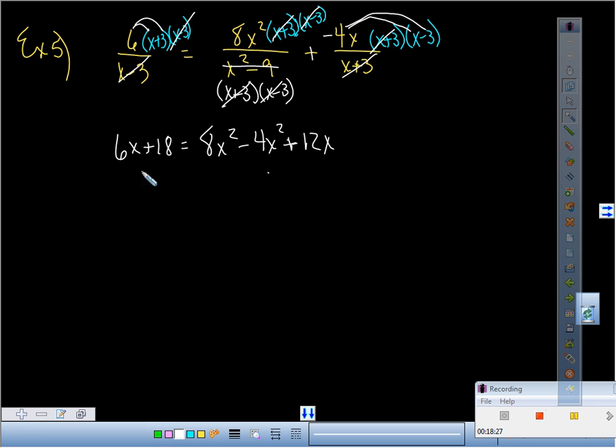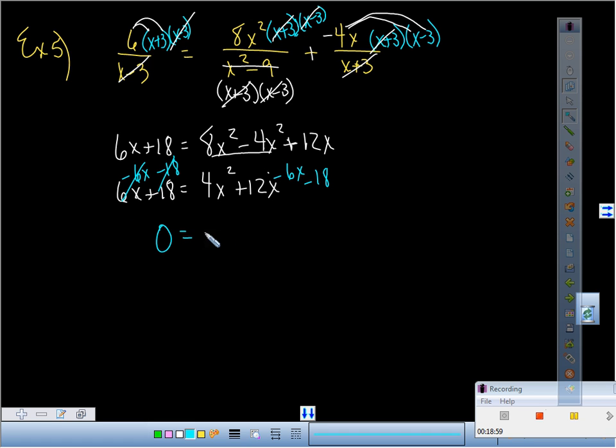Any like terms on the left? Any like terms on the right? Yes. What are they? 8x squared and negative 4x squared. What is 8x squared minus 4x squared? 4x squared. Now what's my goal? What am I supposed to be doing? Get all of it on one side. Yeah, because I'm trying to set it equal to 0, right? So I'm going to subtract 6x and subtract 18. So he's gone and he's gone. I got 0. Over here I have 4x squared. What's 12x minus 6x? 6x. So plus 6x minus 18.